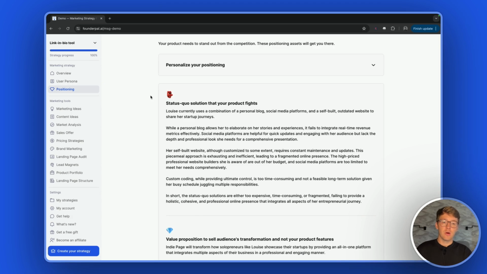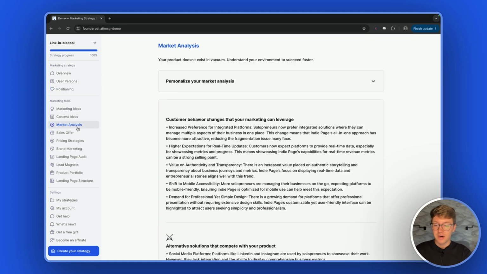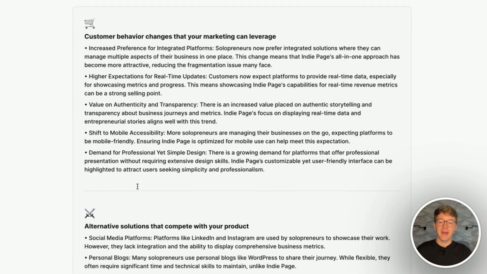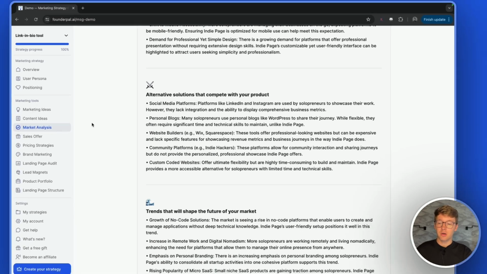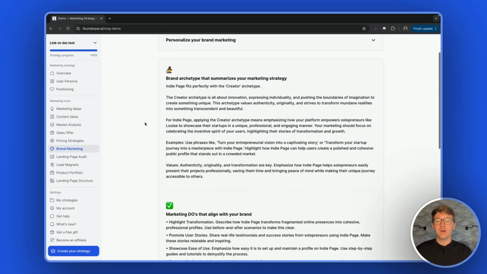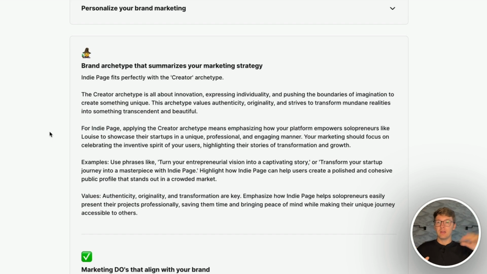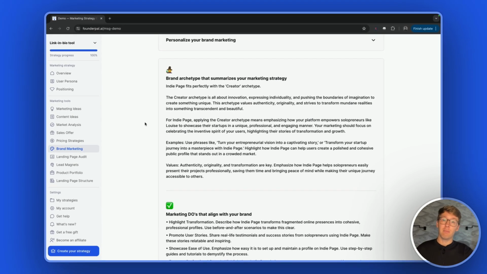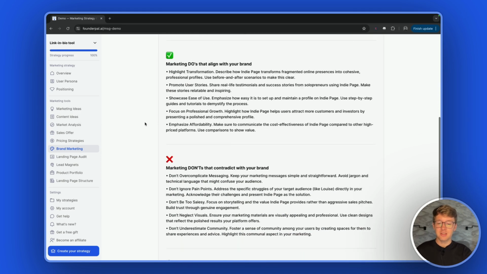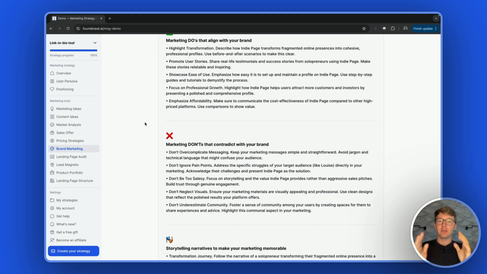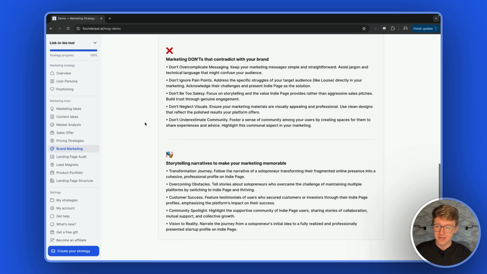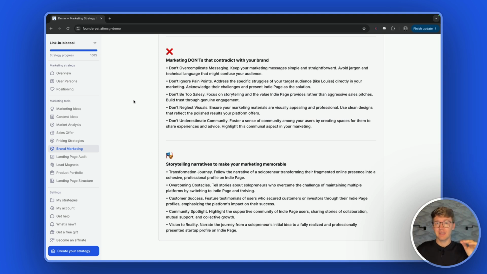Next one, we want to do the market research, but in a more efficient way, because we don't have time to do it manually. We need to build our SaaS, and we can go to market analysis, get key insights about customer behavior, alternative solutions, trends. We can also go to brand marketing and understand what is the ideal way that we can shape our marketing, what our audience wants. Again, we could probably do that by analyzing competitors, by running interviews, but we don't have time for this. We need features to build, and this is essentially 80% of key insights in less than 10-20 seconds. So we get insights about our market.